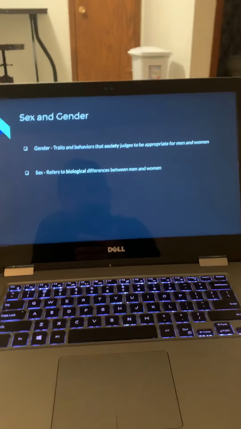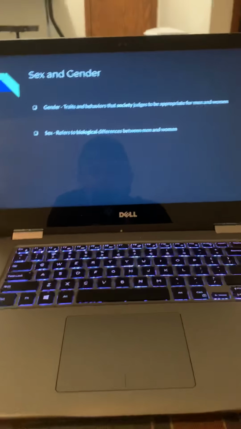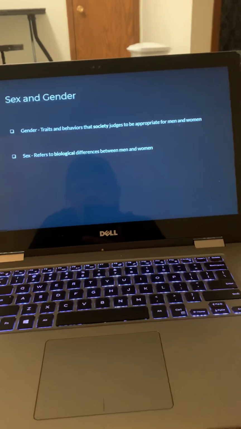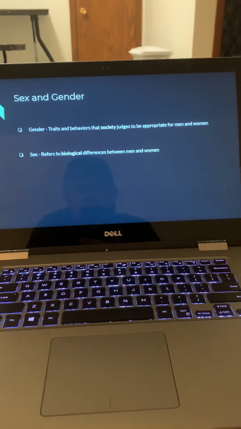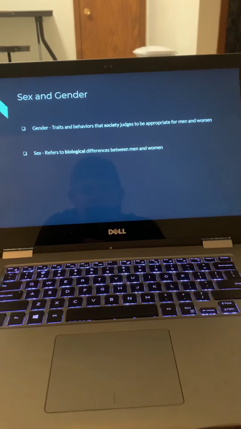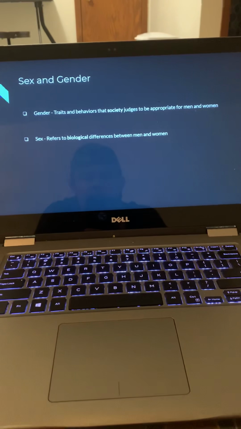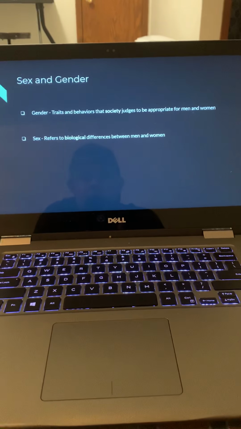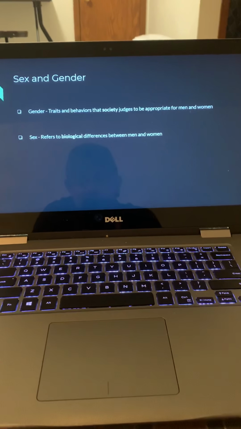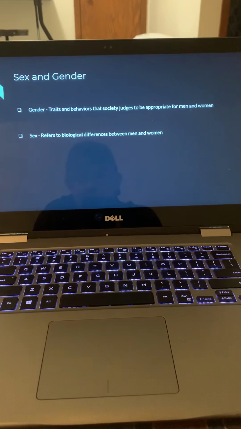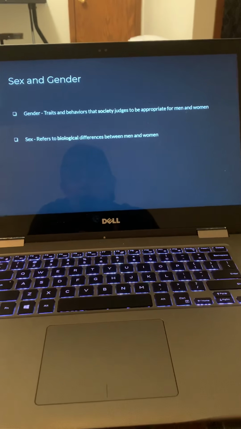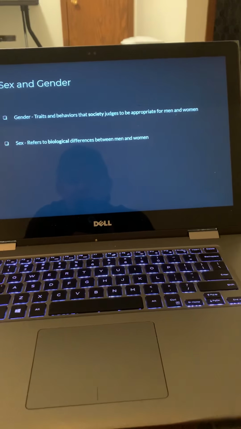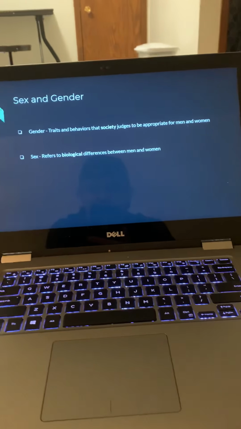The first section is Sex and Gender. It basically just sets up the rest of the section and goes over two key terms, which are gender and sex. Gender is traits and behaviors that society judges to be appropriate for men and women. Notice how society is bolded because that is more related to gender. Sex refers to the biological differences between men and women, biological being the key word there.